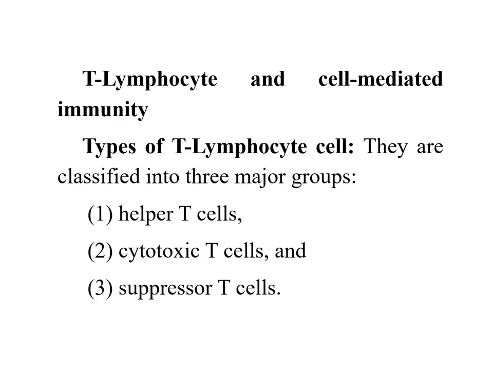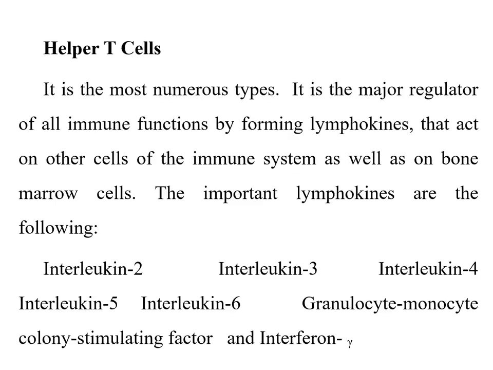We have three major types of the T lymphocyte: helper T cell, cytotoxic T cell, and suppressor T cells. Now we will focus on the helper T cells. It is the most numerous type. It is the most numerous of the T lymphocyte types, and it is the major regulator of all immune function by forming lymphokines.